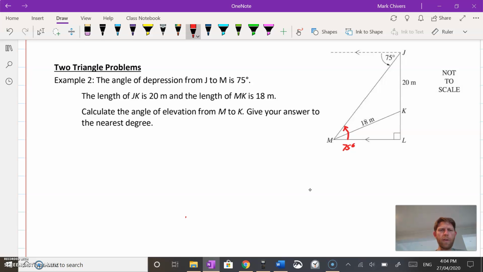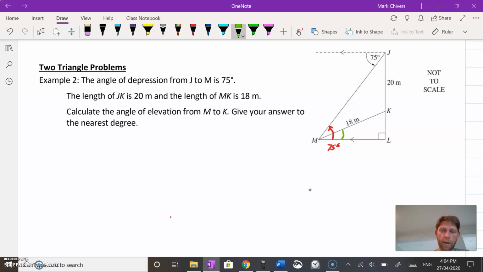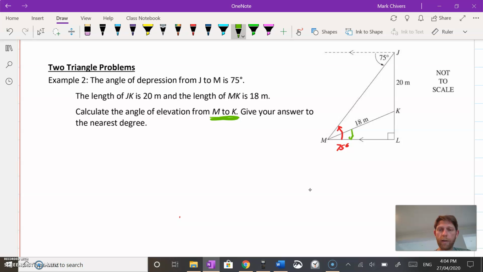is 75 degrees. But that doesn't help me much, because what they actually want to know is the angle of elevation from M to K. So what's actually wanted to be known is this angle in here. So I'll just put that little green line underneath it. So I know that that whole angle in that bigger triangle is 75 degrees, but I don't know what that little angle there is. There are no measurements. This right angle triangle down the bottom here doesn't seem to have anything of any value for me as far as helping me find out what I need to know.